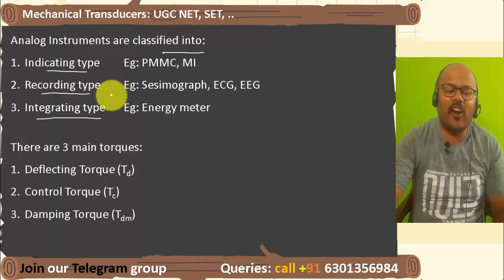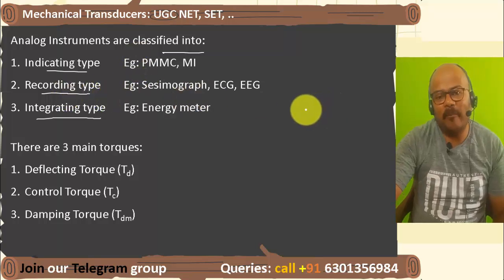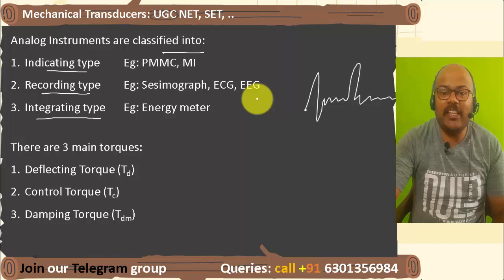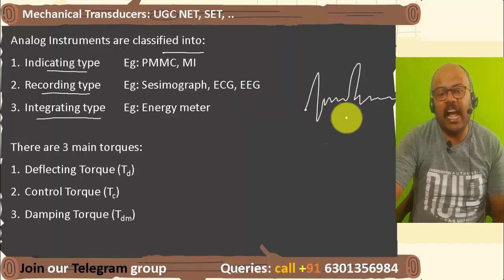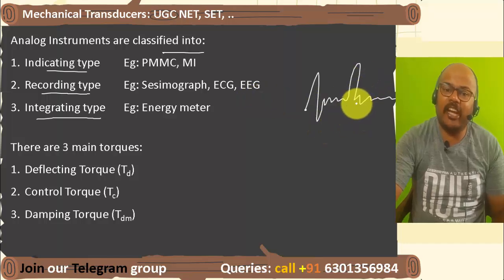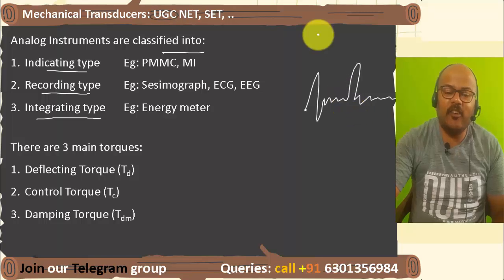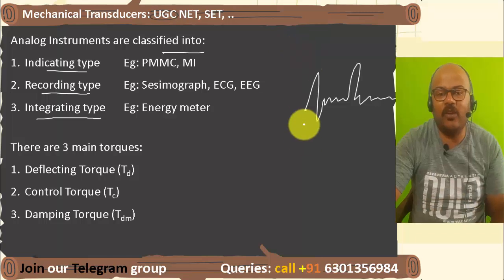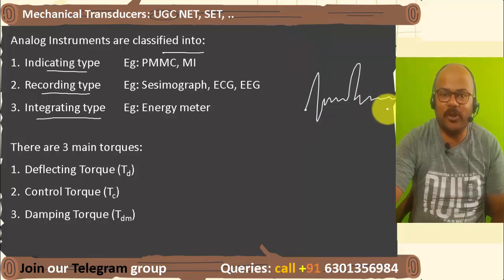In the case of recording type, you will have a pen which will be fixed. Upon changes in the input, it will be plotted. Examples are seismograph, ECG and EEG. If you look at the graph, you will get a fair idea. There you will not denote it as 2.3, 2.32, 2.35. The main thing is the graph is important for you.